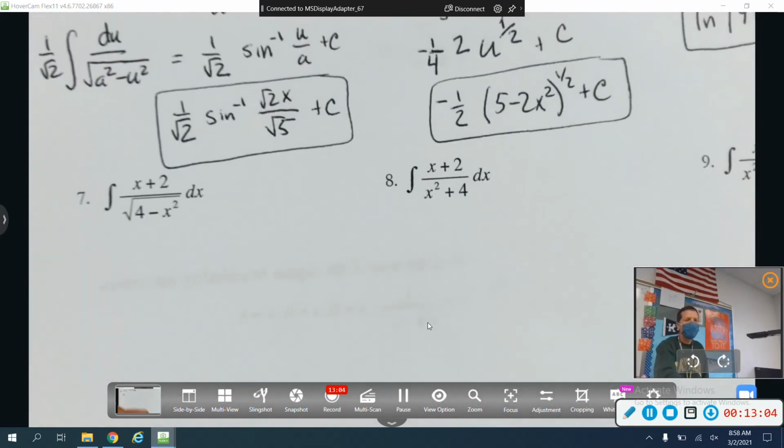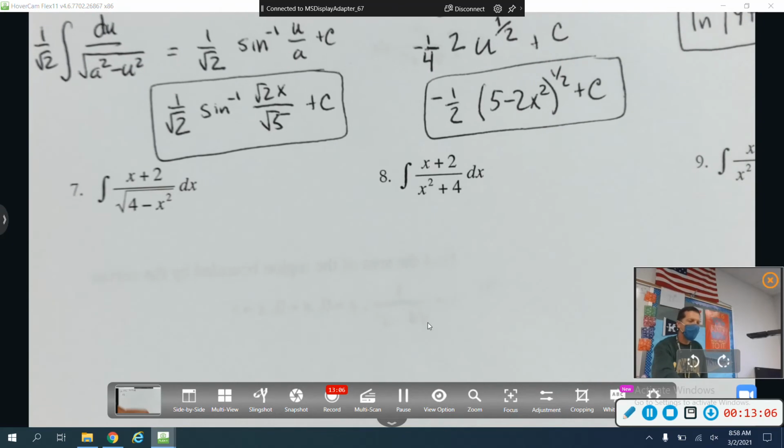Number 7. Does that look like inverse sine or inverse tangent or neither? Or both, or some combination of things? It's sine, but it's not sine. That's a pretty good answer. That's probably a really good answer.